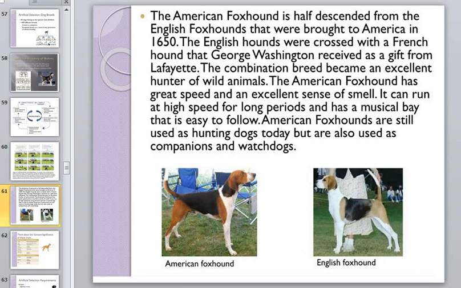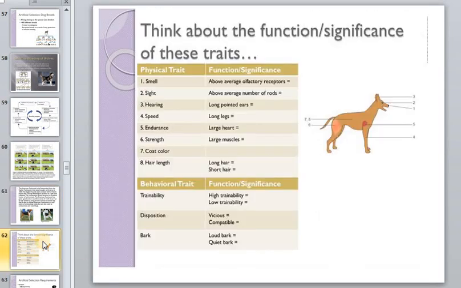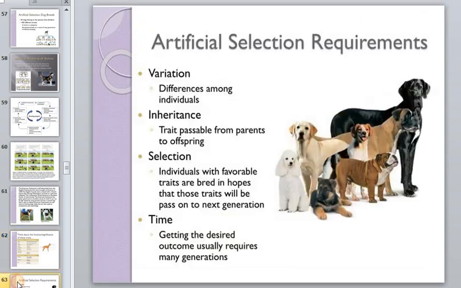Or an example of hunting dogs like the English Fox Terrier, and here we see this specific function and these traits. For example, in this dog, long hair, long legs, or large muscles, and here we see this variation in differences among individuals, inheritance, selection, and of course the time for all generations.